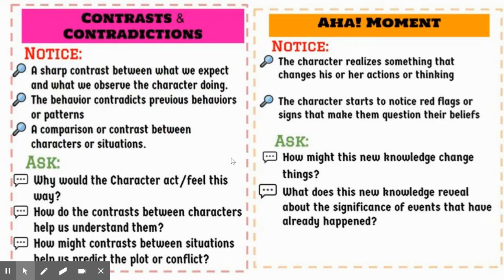We need to ask ourselves, how is this new understanding of reality or the truth that is being revealed here going to affect the character? How is it going to affect their motivation? How is it going to affect the way they interact with other characters? How might this complicate the situation that they're in right now?